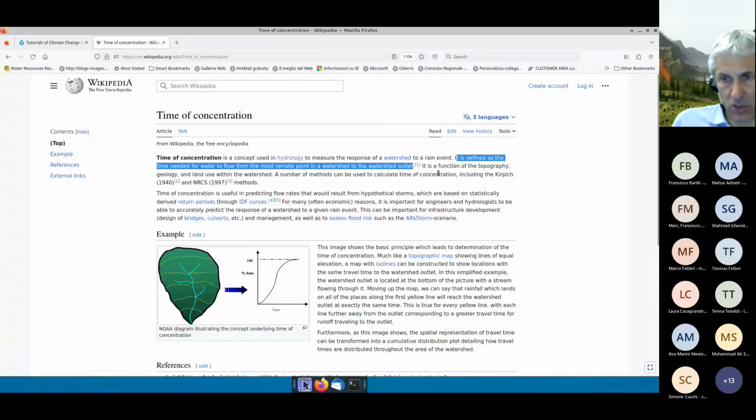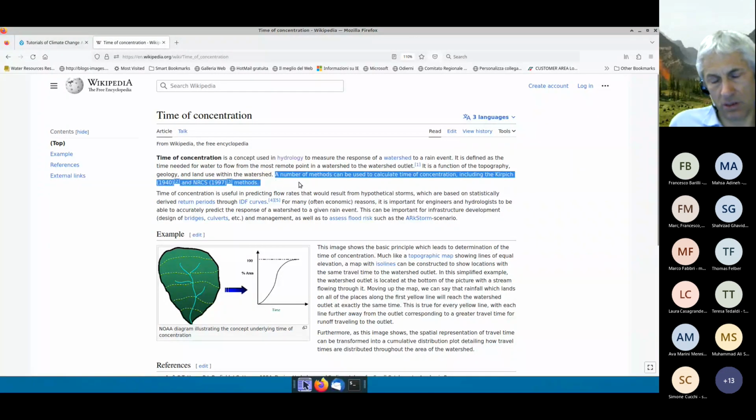And here it says it is a function of the topography, geology, and land use. A number of methods can be used to calculate the time of concentration. Okay, we don't take more details. These methods are essentially empirical formulas. But let's forget about the details. It is just enough that we know that there are empirical formulas, very simple application, which allows us to estimate this time of concentration.